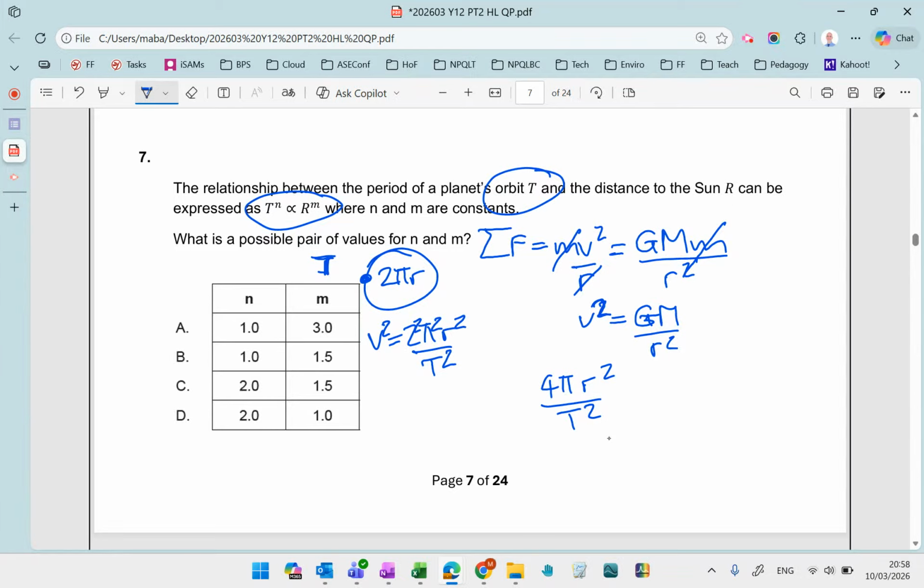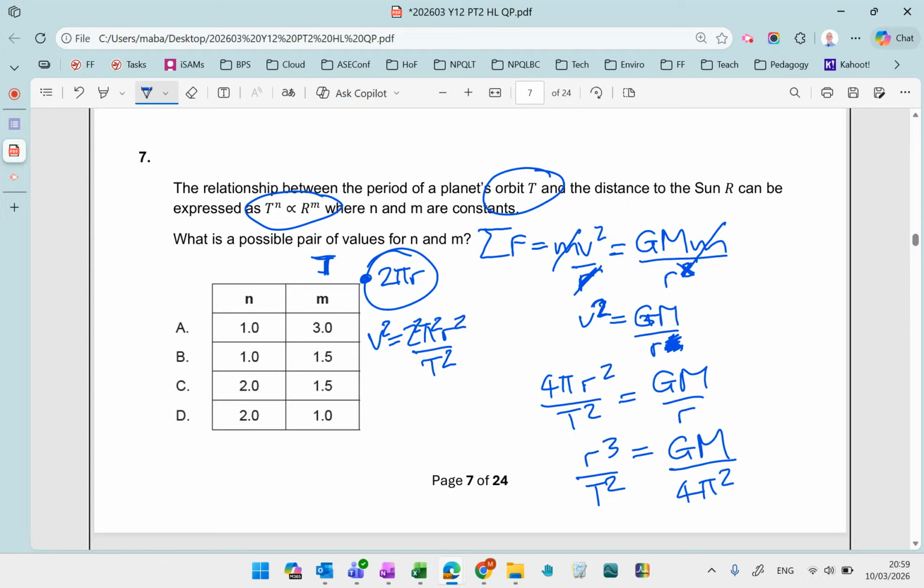Oh, I made a mistake there, didn't I? That shouldn't be there, because we cancelled that with that one there. My bad. GM over r. All right, and then we just do a little bit of cross multiplying to rationalise it out, and we end up with r cubed over T squared equals GM over 4 pi squared.